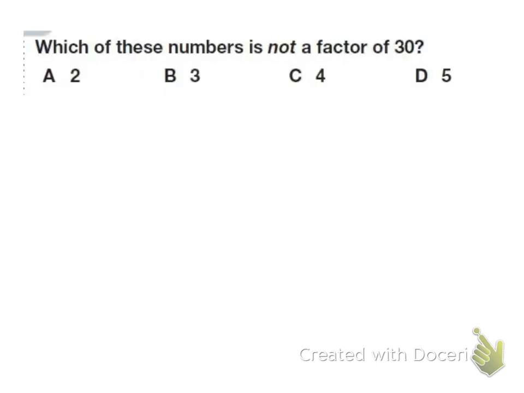Now, sometimes we can discover factors of a number just by looking at 1 or 2 of its digits. For example, a factor of every even number is 2. And any whole number ending in a 0 or a 5 has 5 as a factor.